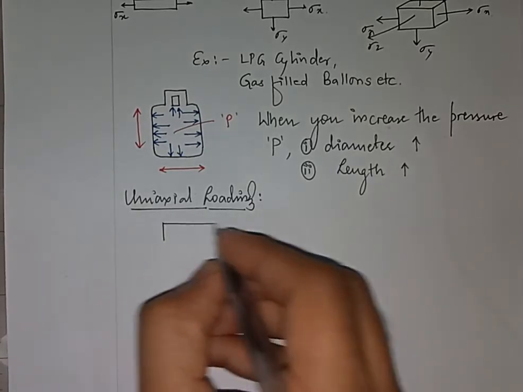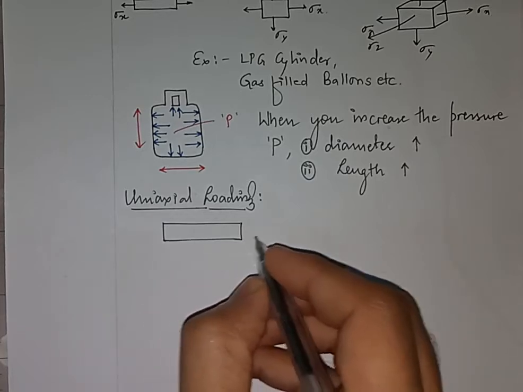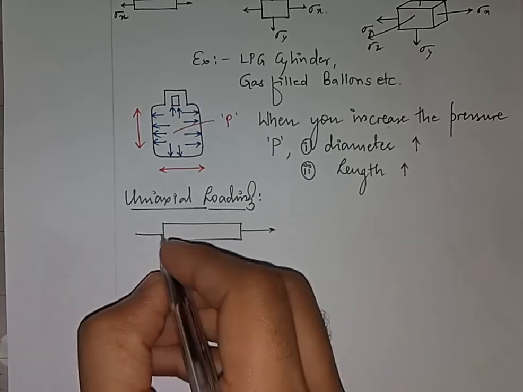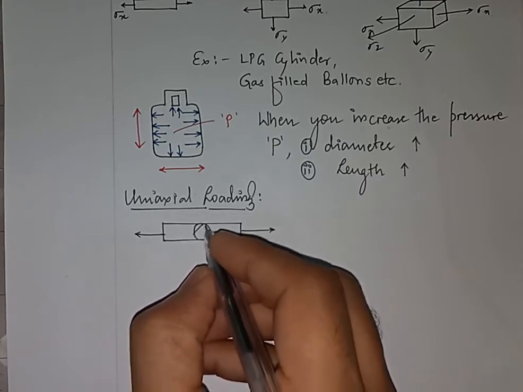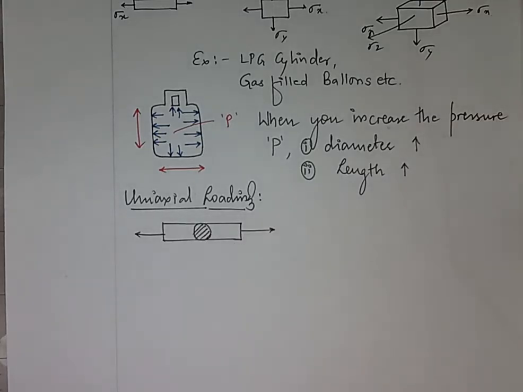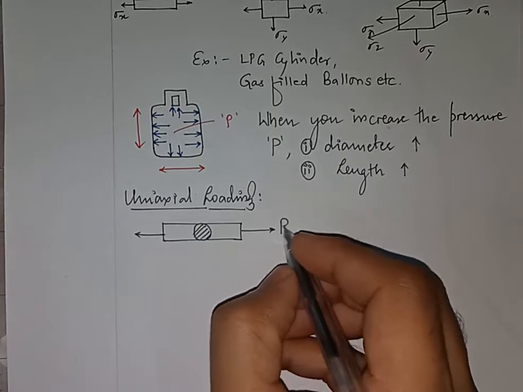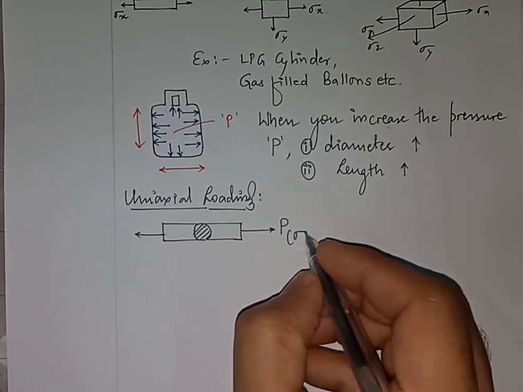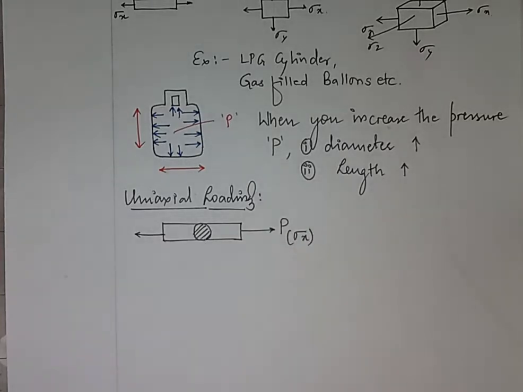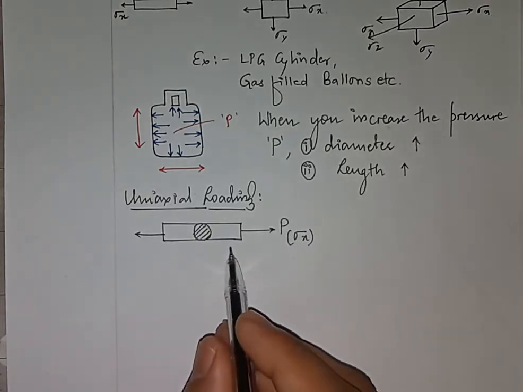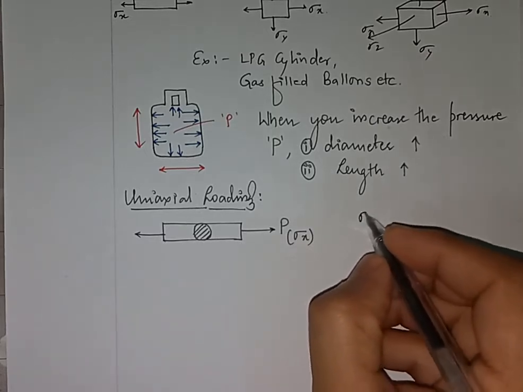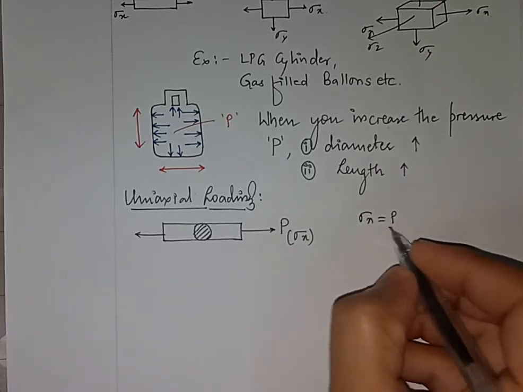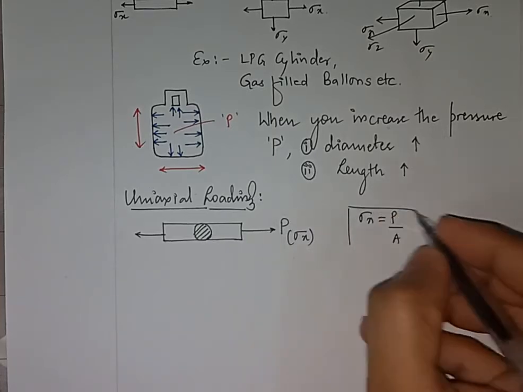Now let me consider a prismatic bar whose cross section is circular in nature. It is subjected to a force P, because of which the stress sigma x is developed in this. I told you a prismatic bar is a bar whose diameter remains constant from one end to the other end. So in this case stress is given by sigma x equals P by A.